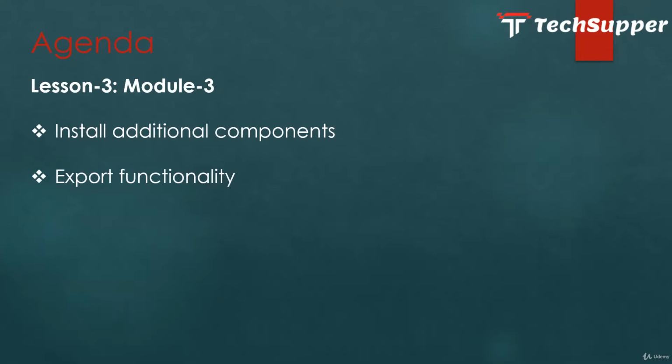For example, if we have created one table, and on that table we want to give a user functionality so that he or she can click on a button and the data can be exported in a CSV or Excel file. So just have a look at how to install additional components and how to give export functionality. Let me switch to the VBCS page.